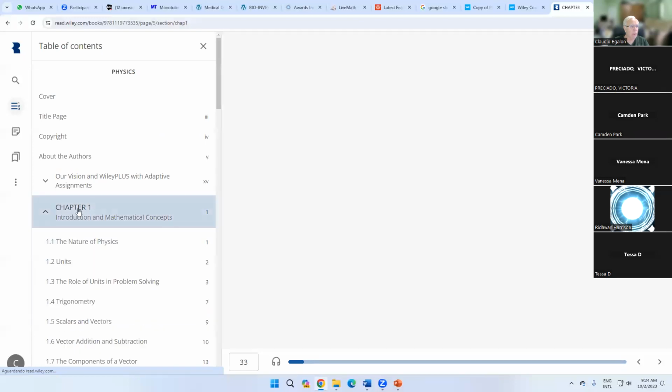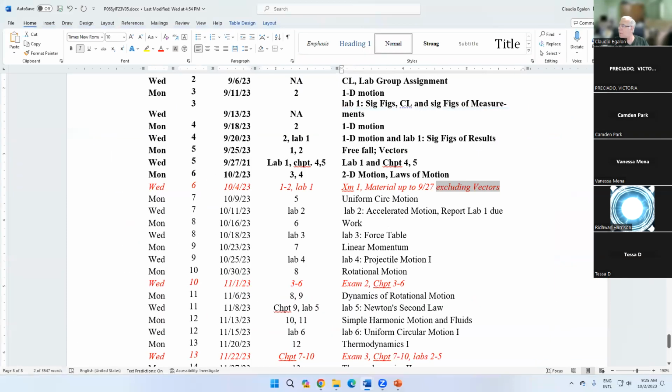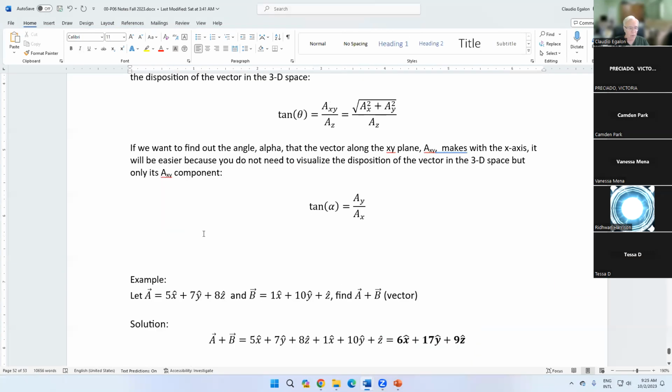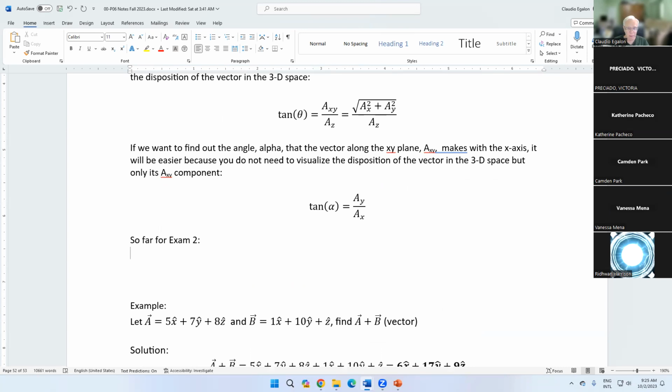Okay, chapter 1, right? Trigonometry. Well, I don't cover trigonometry because it's already a requirement for this course, but we're doing this one here. We just finished this one: scalars and vectors, vector addition and subtraction, components of a vector, addition of vectors by means of components, right? That's what I did. So let's document that in the notes, so far, for exam 2, right? Now I'm talking about exam 2, not exam 1.